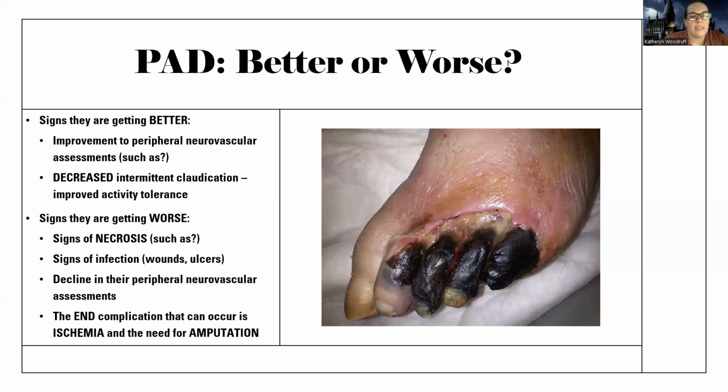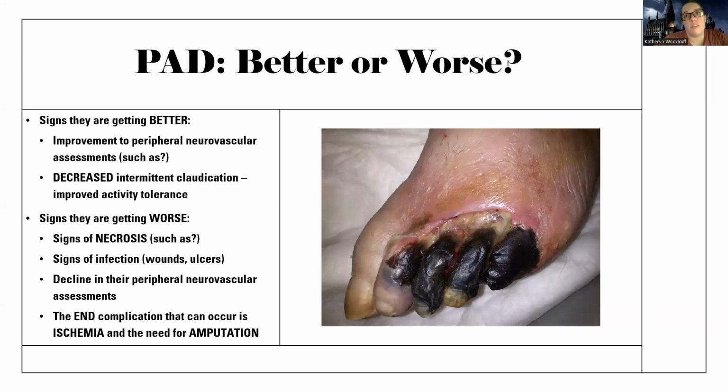There also can be signs of infection, so we want to look for that. Generally with PAD, because there is less blood flow, there's not as much of this, but there can be drainage or pus or redness, swelling, things like that. We also would look for all the things I said for improvements in the peripheral neurovascular assessment, but the opposite.